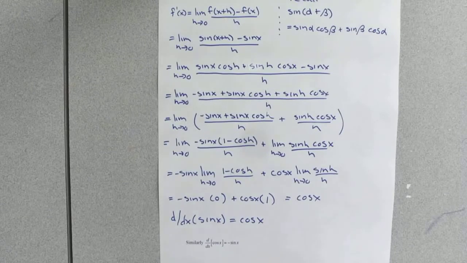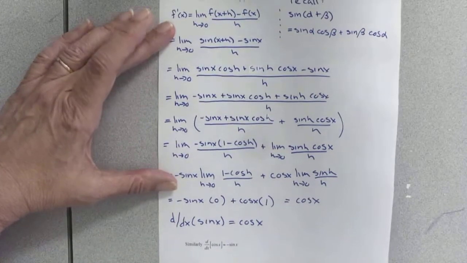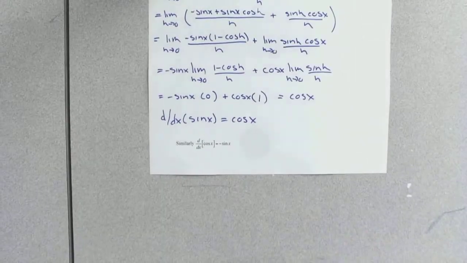In a very similar manner, you can find that the derivative of cosine is negative sine. Again, you're not going to have to reproduce this, but you do need to know these facts. Derivative of sine x is cosine x. Derivative of cosine x is negative sine x. Okay, let's work on the next guys.